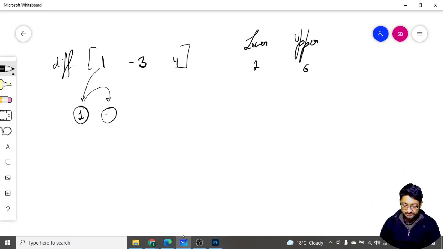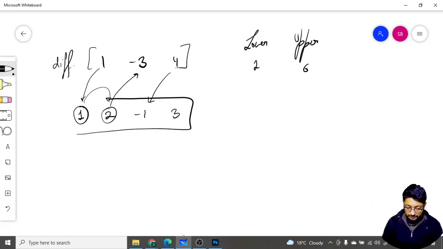Now the next number is this plus this. As you can see, 2 minus 3 is equal to minus 1, then 4 plus minus 1 is equal to 3, and that is the actual array. If you take, let's say, 1 as a starting number, then this is one of the hidden arrays that is possible. But this is actually not the array we're looking for.